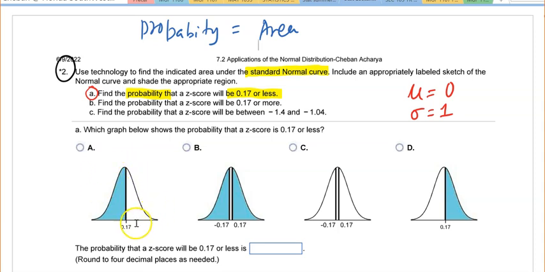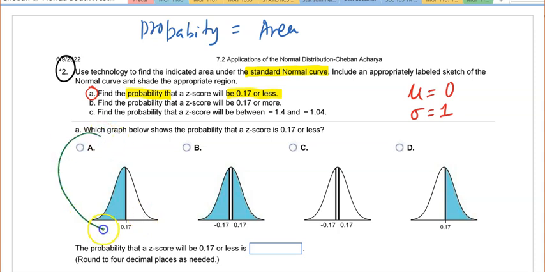Let's see. Look at this. 0 is somewhere here. 0.17 is slightly on the right, correct? Remember that 0 looks pretty much like the same point here, but 0.17 is to the right of 0. Therefore, this is the right answer.